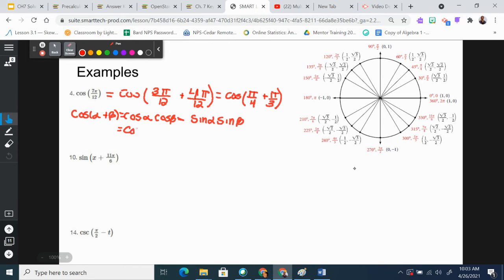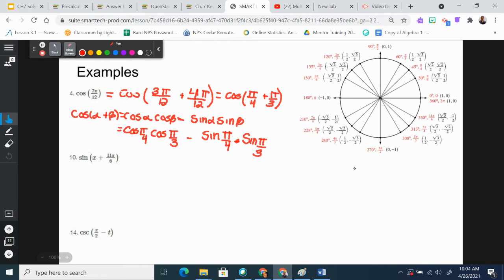So we have cosine of pi fourths times the cosine of pi thirds minus the sine of pi fourths times the sine of pi thirds. And then I can use my unit circle to identify these numbers.